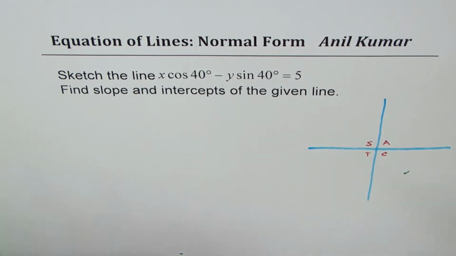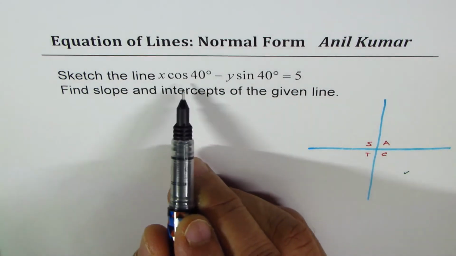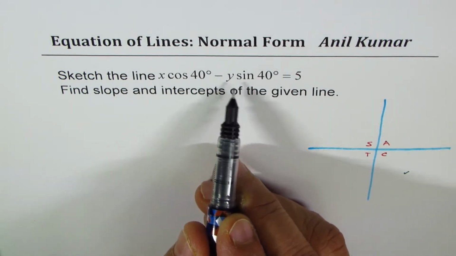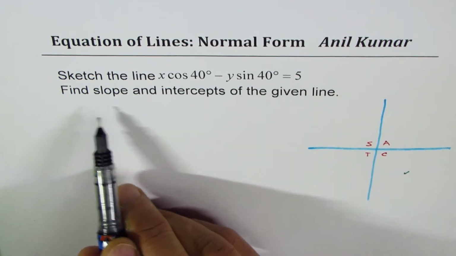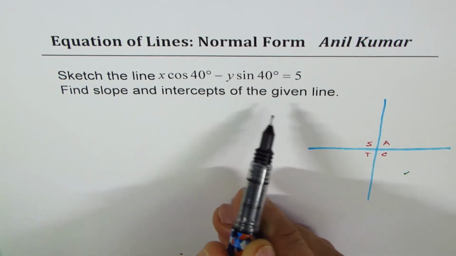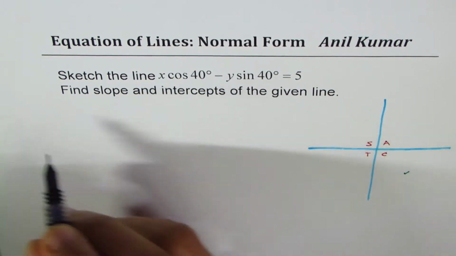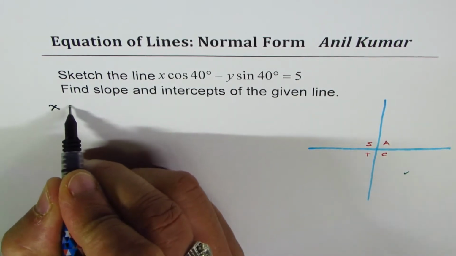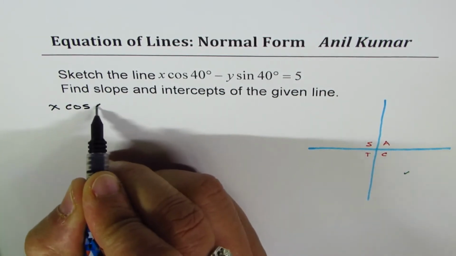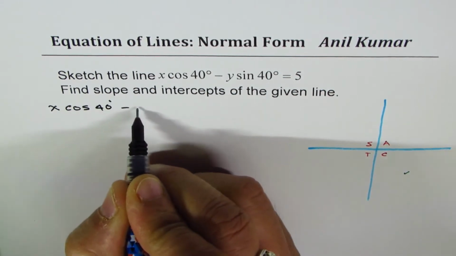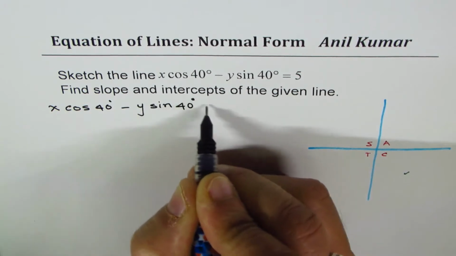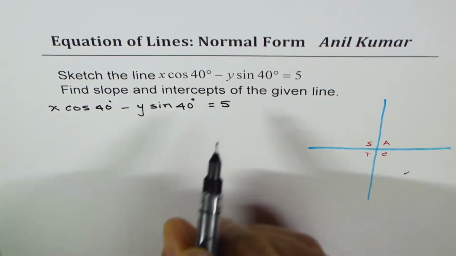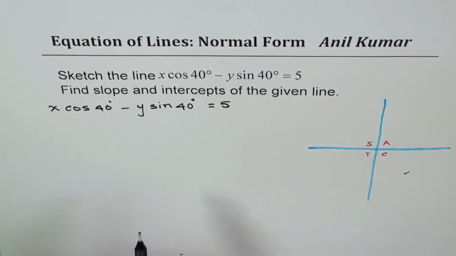The question here is: sketch the line x cos 40 degrees minus y sin 40 degrees equals 5. Find the slope and intercepts of the given line. So let's begin with the equation itself, which is x cos 40 degrees minus y sin 40 degrees equals 5. Now, is this equation in normal form?